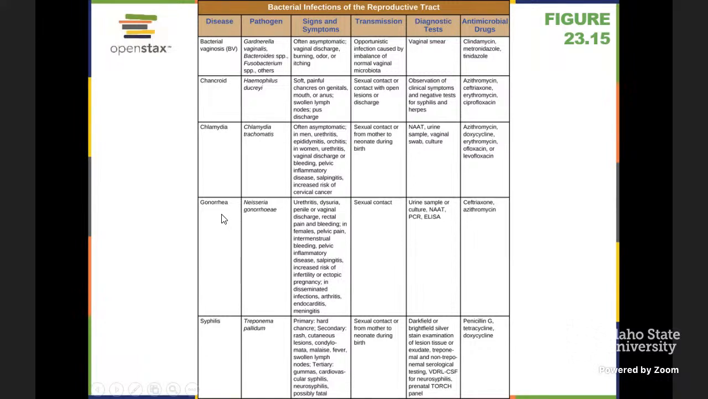Gonorrhea, Neisseria gonorrhoeae. We don't see anything up here that says asymptomatic. If you've got this, you're not asymptomatic. All right. Urethritis, dysuria, penile or vaginal discharge. We saw an image of that. Rectal pain and bleeding as a potential. In females, pelvic pain, intermenstrual bleeding, so not at the right time. That's a potential flag.